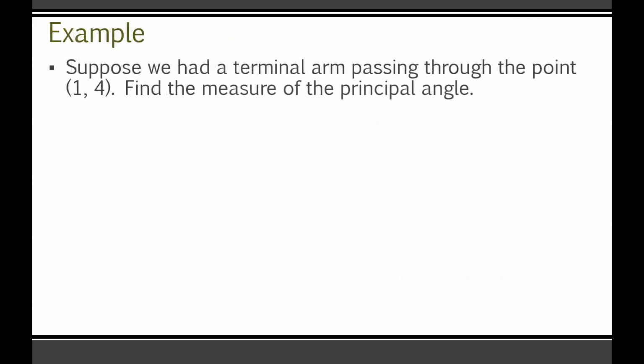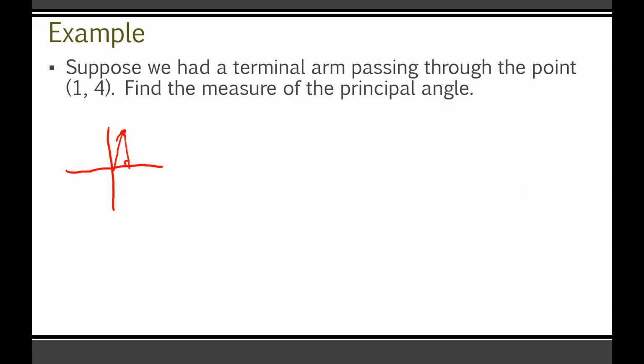So here's an example. We'll do this one together. Suppose we had a terminal arm passing through the point (1, 4). Find the measure of the principal angle. Let's draw this because I think with a picture it makes a lot more sense. (1, 4) on a Cartesian grid is going to be in our very first quadrant. 1 is x, 4 is y, so we're talking somewhere up here. Again, just a really crude diagram can really help us. Making this into a right triangle always helps.